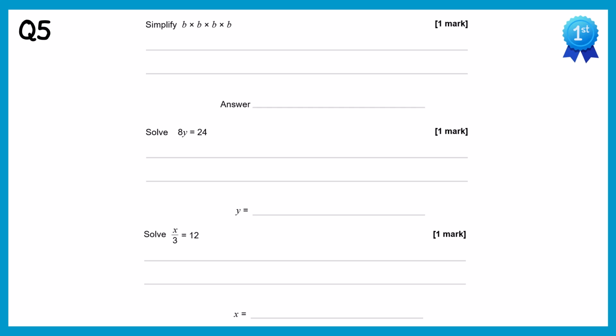In the first part of this question, we need to do b multiplied by b multiplied by b multiplied by b. That would give us b to the power 4. In the second part of the question, we need to solve this equation. We're going to do that by dividing both sides by 8. On the left-hand side, this will give us y, and on the right-hand side, 24 divided by 8 is 3. So y equals 3.